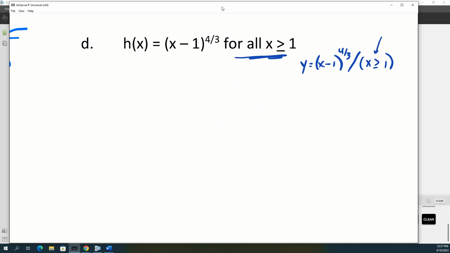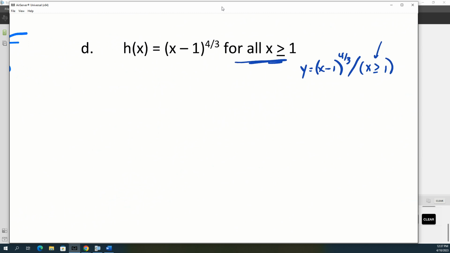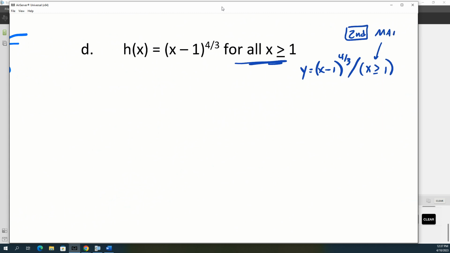And if you guys have ever worked on programming graphing calculators, I don't know if some of you have, you probably know where the greater than is, but if not, it's okay. To get the greater than or equal to, you're going to hit second and then math.